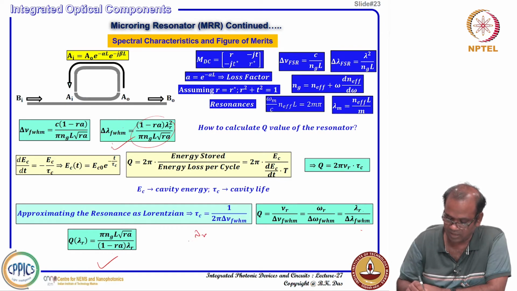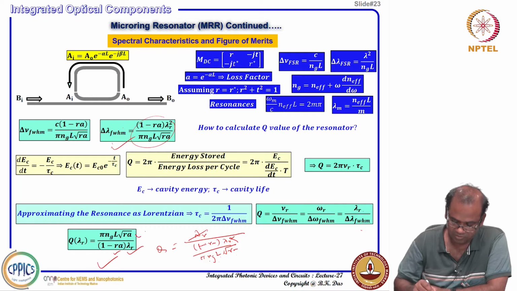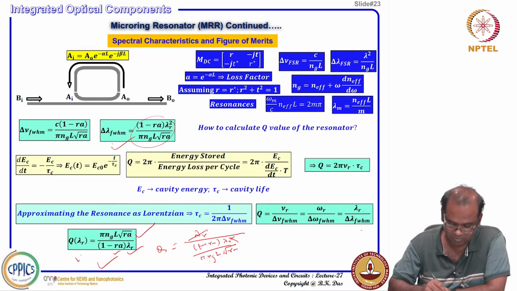So, I write it like this: lambda r divided by (1 minus r a) lambda r squared divided by pi n g L root r a. That is actually your Q value. Then one lambda r will be cancelled, the denominator keeps 1 minus r a, and pi n g L root over r a will go to the numerator. So, the Q value we have expressed.